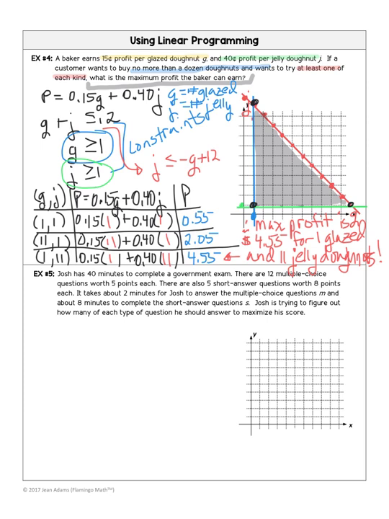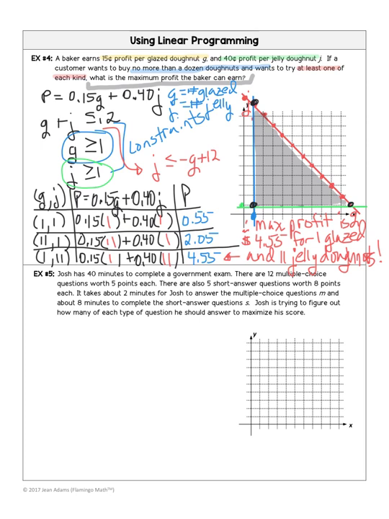So Josh has 40 minutes to complete a government exam. There are 12 multiple choice questions worth 5 points each. There are also 5 short answer questions worth 8 points each. It takes about 2 minutes for Josh to answer the multiple choice questions, M, and about 8 minutes to complete the short answer questions, S. Josh is trying to figure out how many of each type of question he should answer to maximize his score.